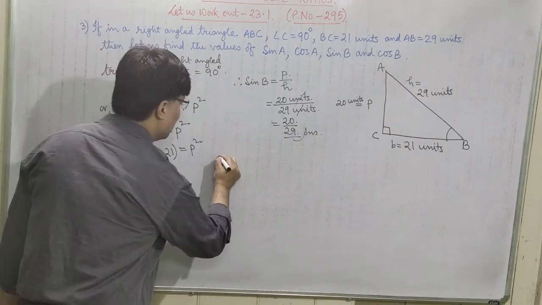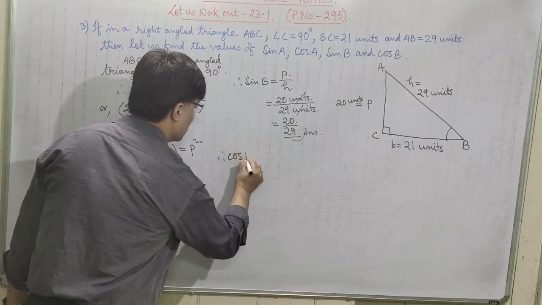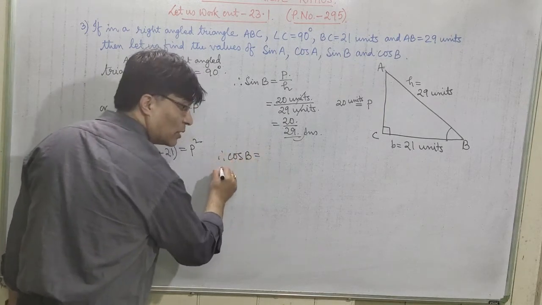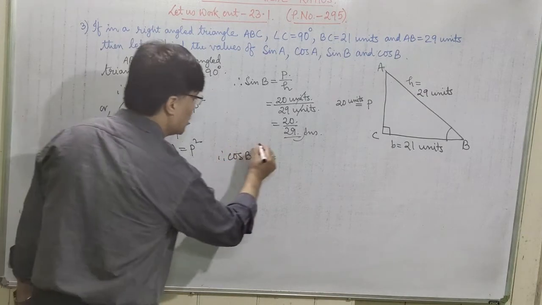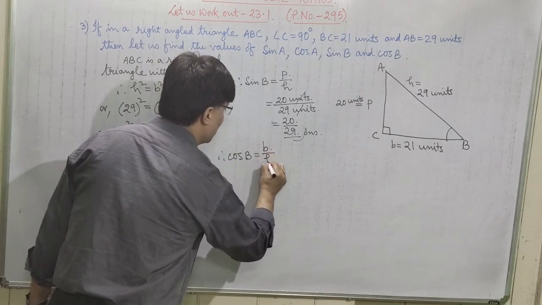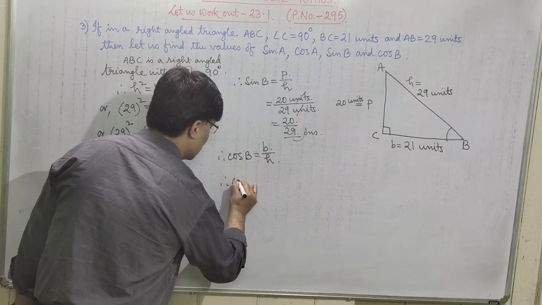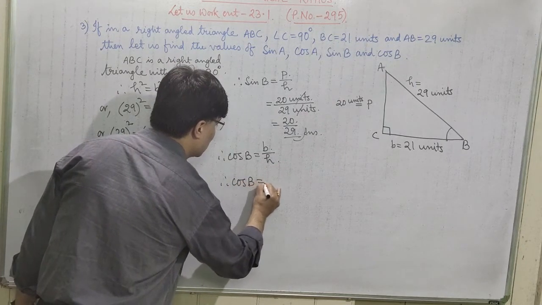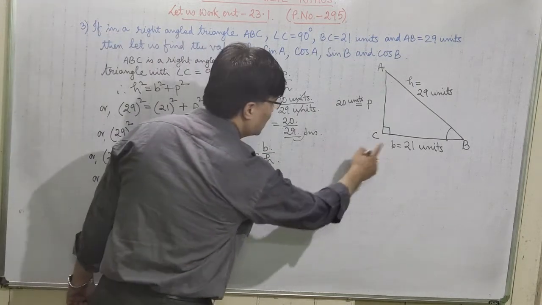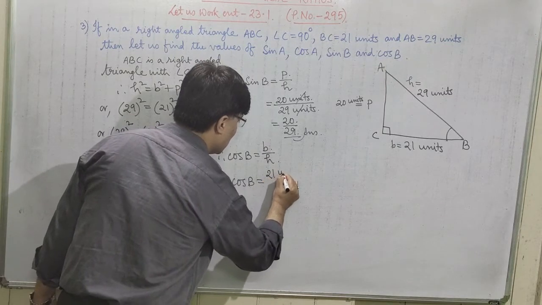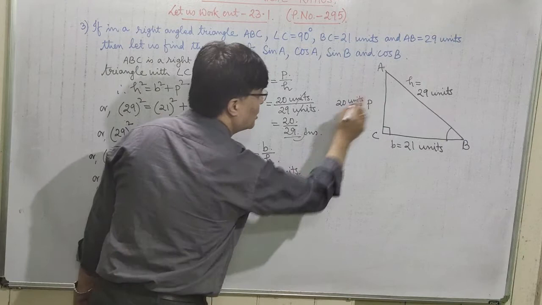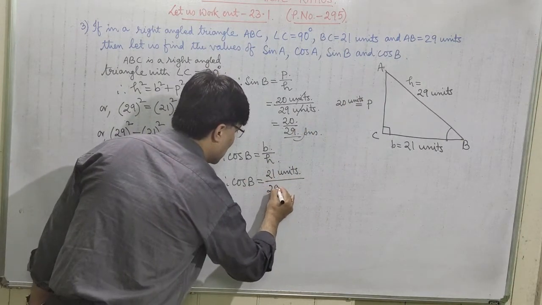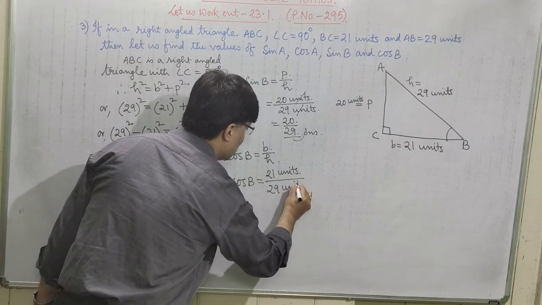Now what is cos B? So cos B is equal to, what is the formula? Base upon hypotenuse. So cos B is equal to B upon H. That is, cos B is equal to, what is the base here? Base is 21 units. Divided by, which is the hypotenuse? 29 units. Hypotenuse is 29 units.